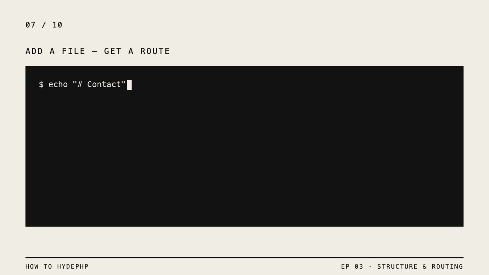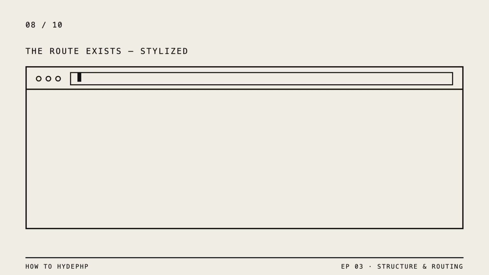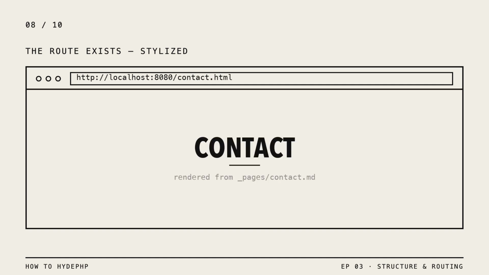Let's prove it. With the dev server running, create one file, contact.md, inside _pages. That's it. No registration, no config, no restart. The moment the file exists, the route exists, and localhost:8080/contact.html serves it. And if you delete the file, the route is gone.